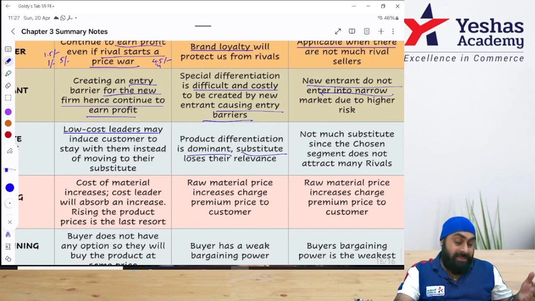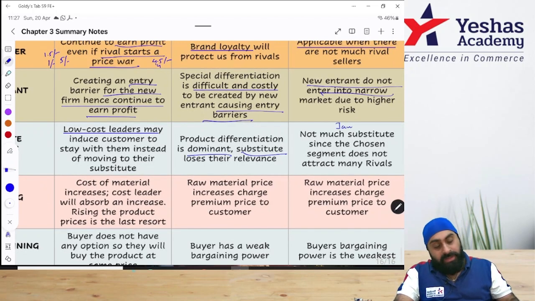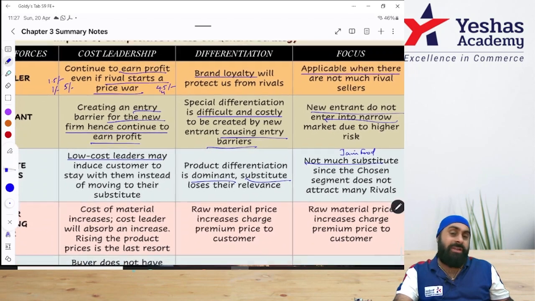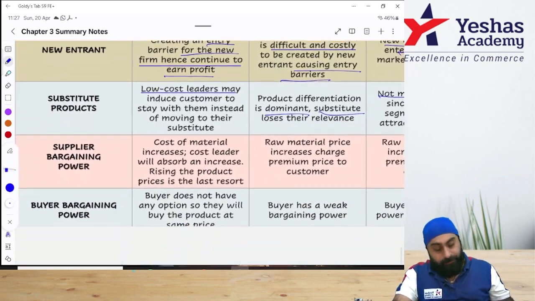In this particular segment, let's talk about Jain Food. Does Jain Food have a substitute? There's no substitute. So the people who are working in the focus strategy will still make money out of it.